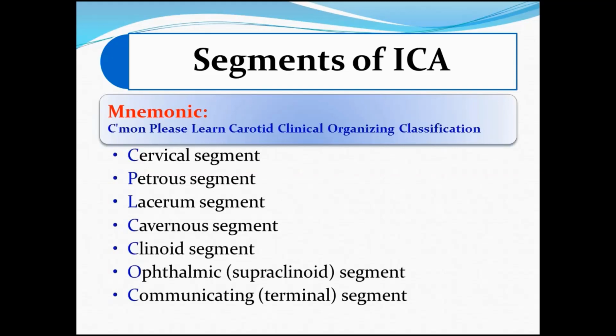The internal carotid artery is divided into several segments. This is a mnemonic to help remember these segments. The mnemonic is: come on please, learn carotid clinical organizing classification. C refers to the cervical segment, and the P to the petrous segment. The L is for the lateral segment, the C for the cavernous, and the other C is for clinoid segment. The O is for the ophthalmic segment, and the last one is the terminal segment, which is the communicating segment.